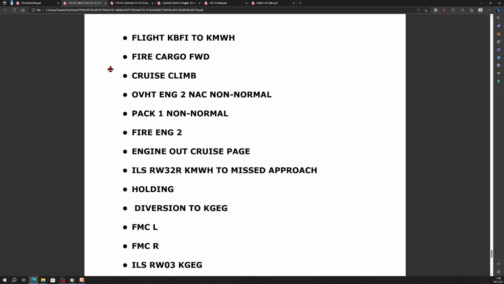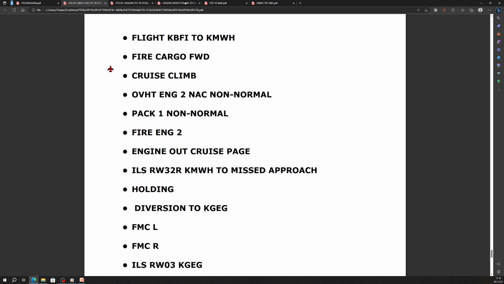Here are the objectives for lesson 10. Again, flight from Boeing Field to Moses Lake, fire cargo forward, it looks like. I think that's good. Cruise climb. Oh yeah, it looks like we have an overheat engine nacelle non-normal. Yeah, I guess that'll be good. Pack 1 non-normal I may change because I know we've done that. Fire engine 2, we'll probably make fire engine 3 since we did an engine 2 failure last time.